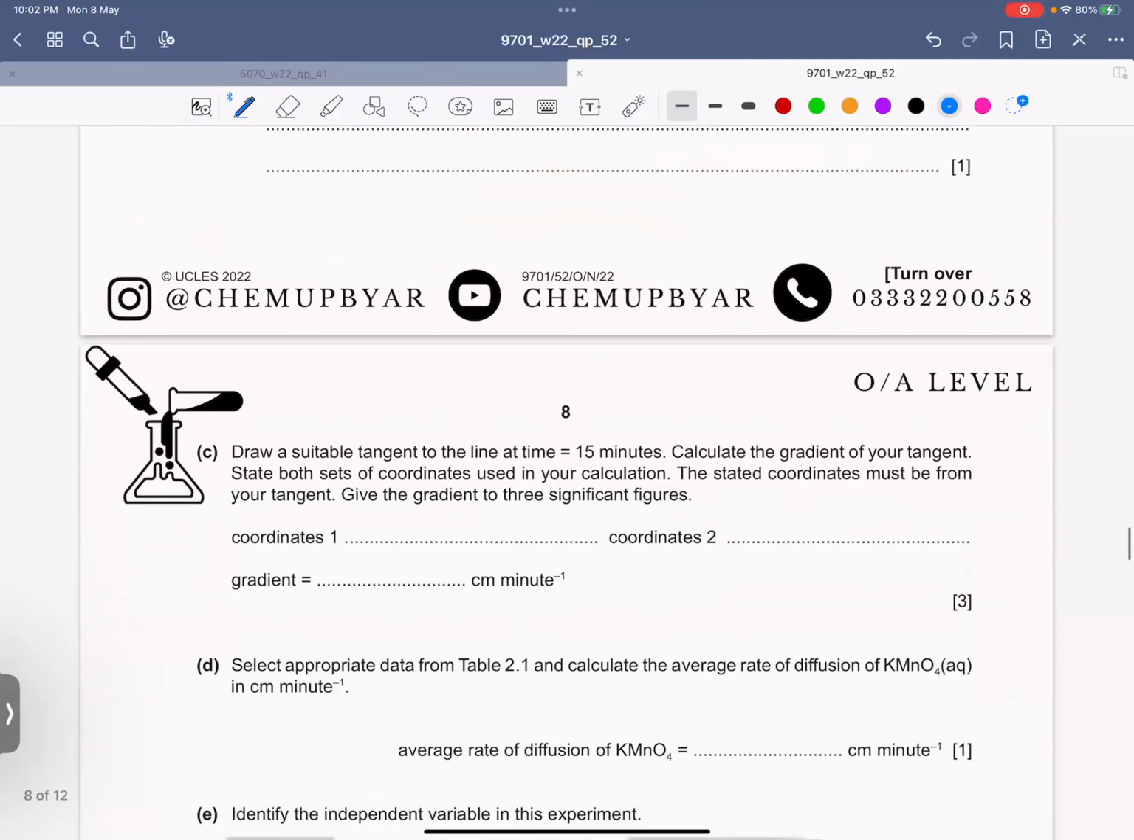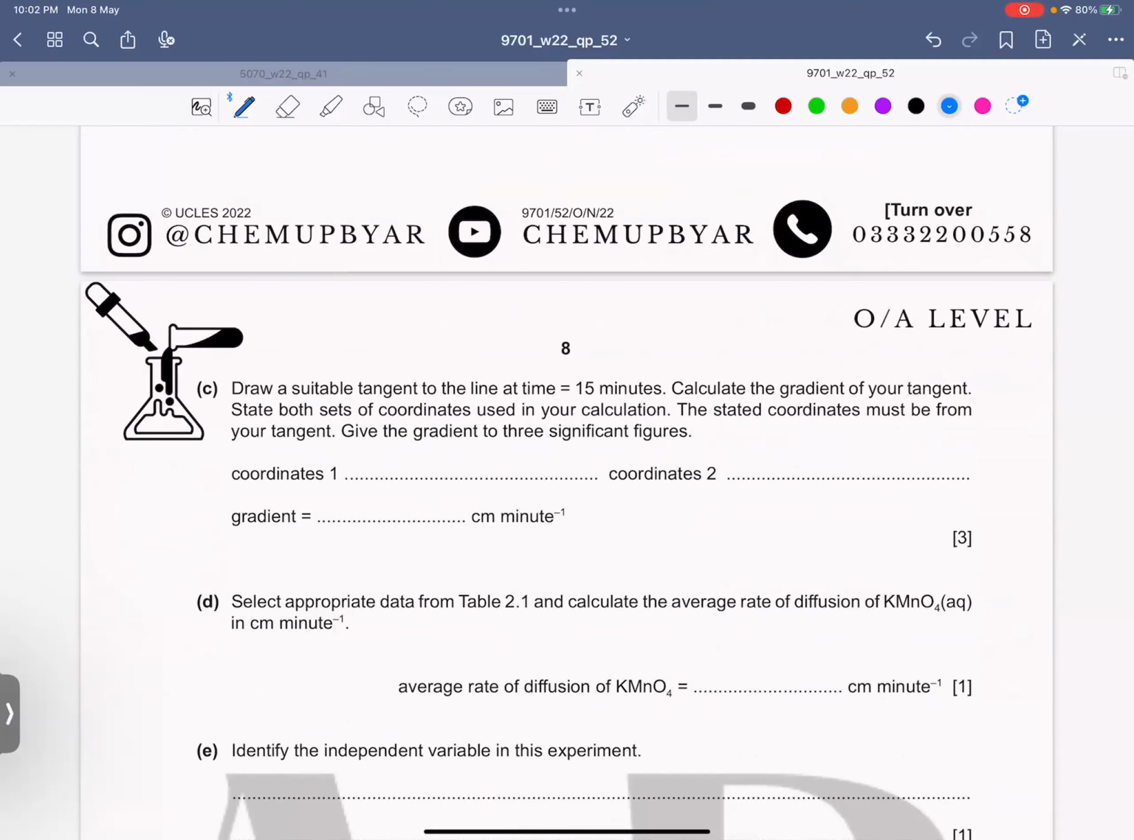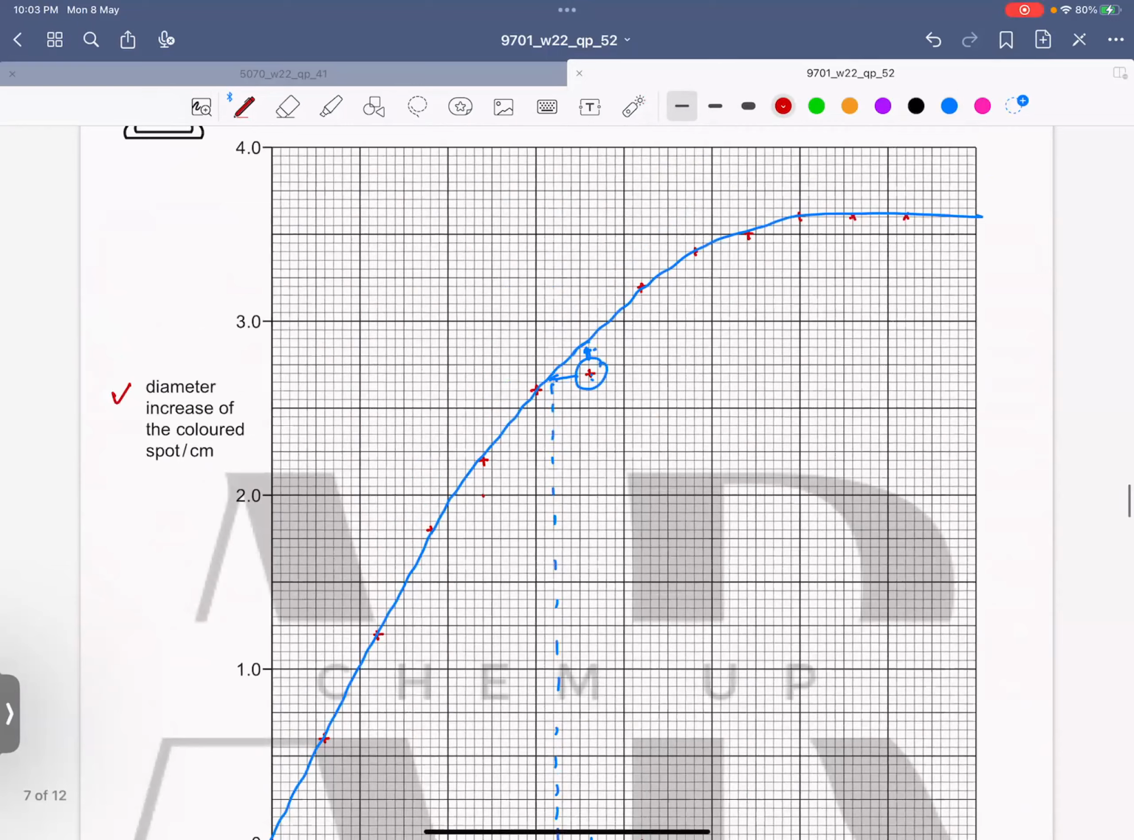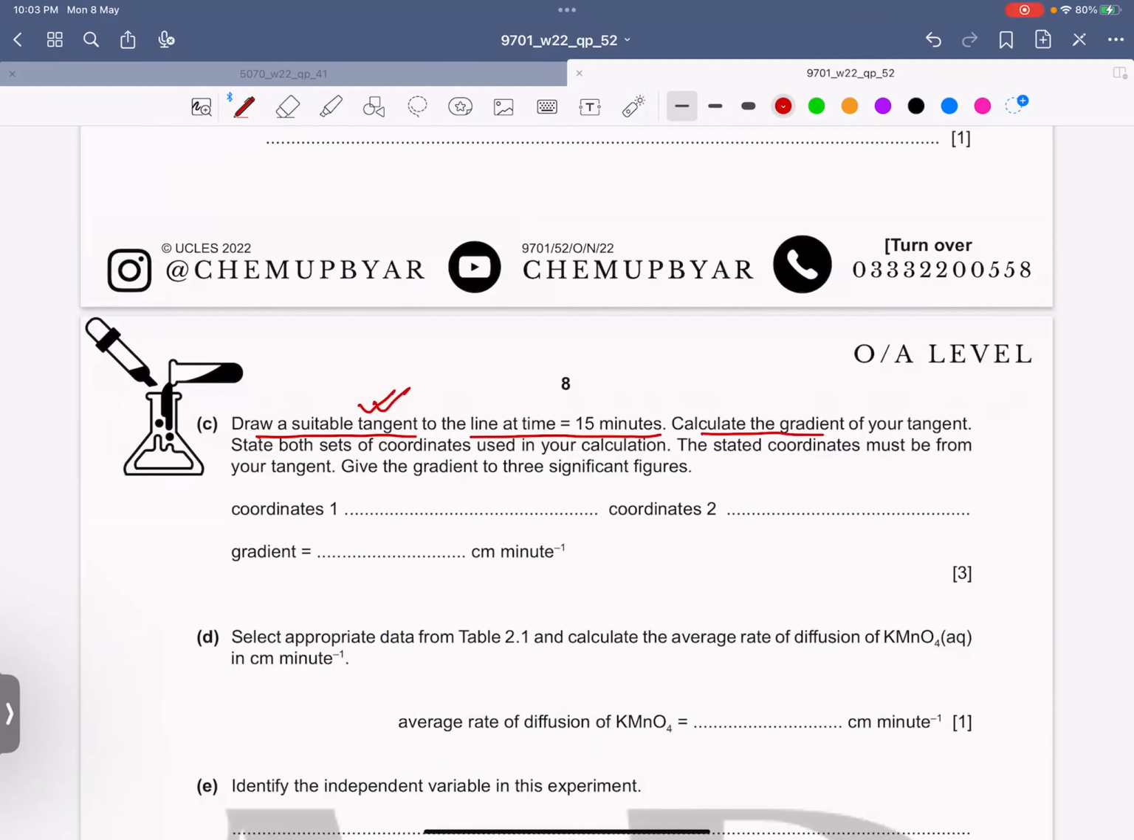Now, see over here, draw a suitable tangent to the line at time t equal to 15 minutes. So this is also telling you that you have to draw the curve over here, instead of a straight line. Calculate the gradient of your tangent. State both the sets of coordinates used in your calculation. The stated coordinates must be from your tangent. Give the gradient to three significant figures.